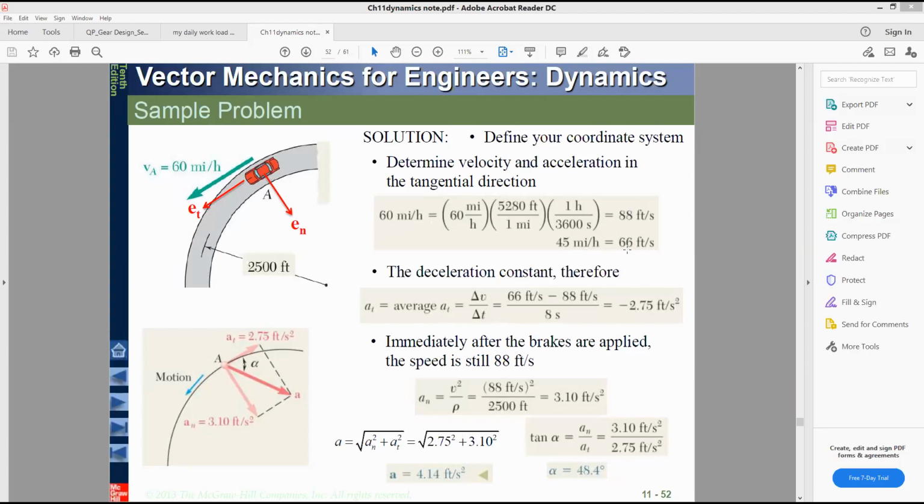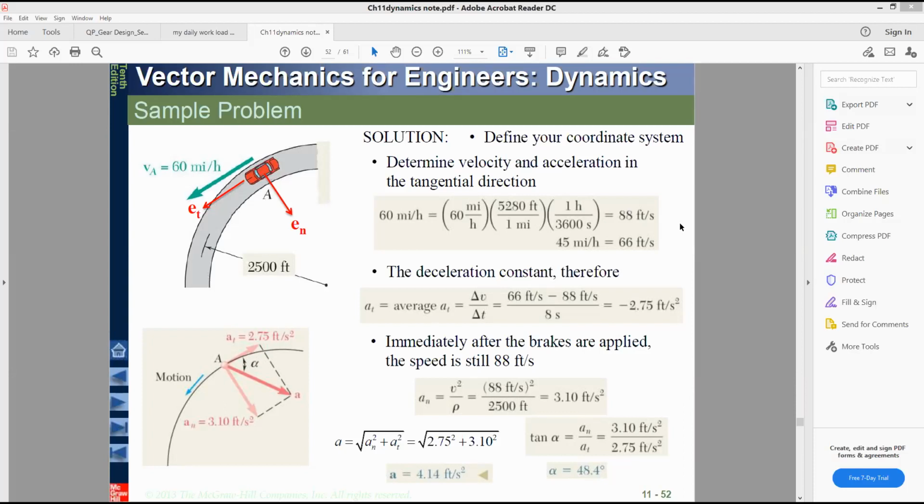Okay, now the deceleration. As per the question, it is constant, at a constant rate. Constant rate means, remember, I have told you that the average velocity and the average acceleration concept means that over a long time span they will show us the same magnitude of velocity or acceleration. So here the average acceleration is dv by dt, and dv is how much?